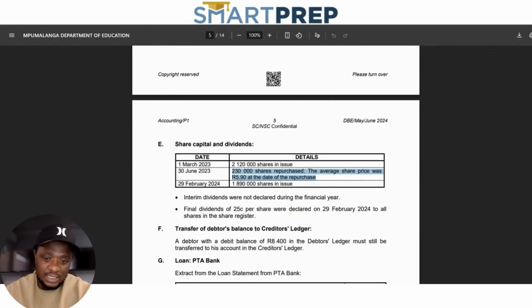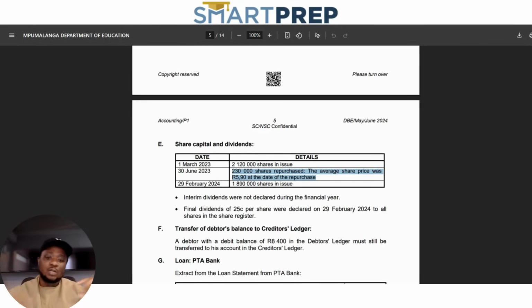They say transfer the debtor's ledger balance to creditor's ledger. So it says a debtor with a debit balance of 8,400 in the debtor's ledger must still be transferred to the creditor's ledger. Most people sometimes struggle to understand this. So basically, you have someone that is a debtor, meaning that they owe you money. So they have a debit balance, and that's the money that the person owes to the business.